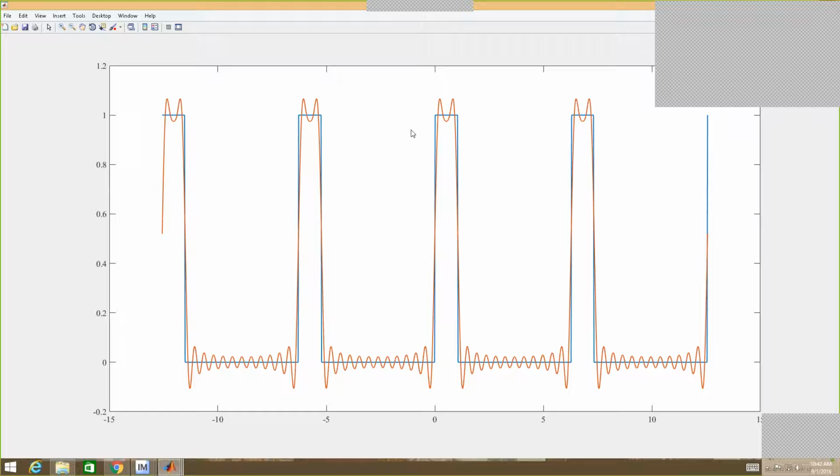However, if your signal is periodic and continuous, then you'll see that Fourier series converges much faster, actually.